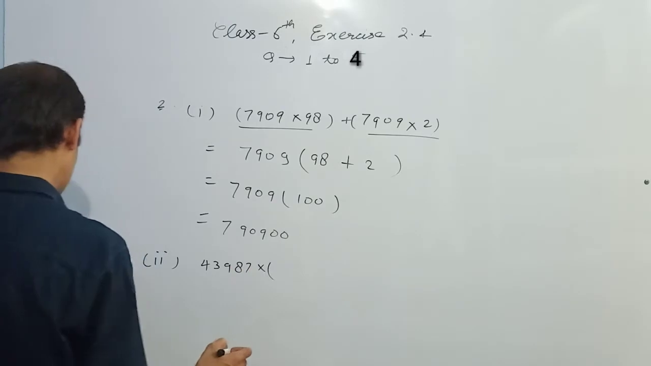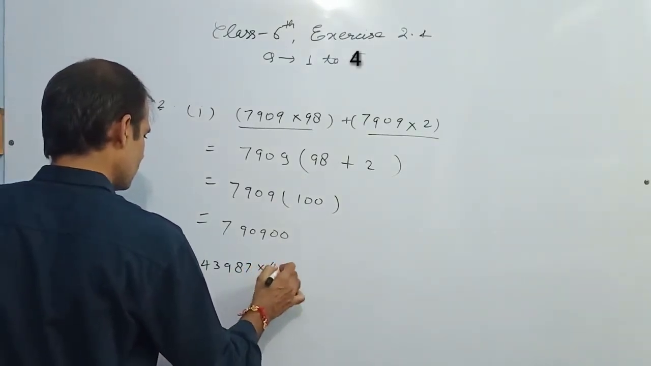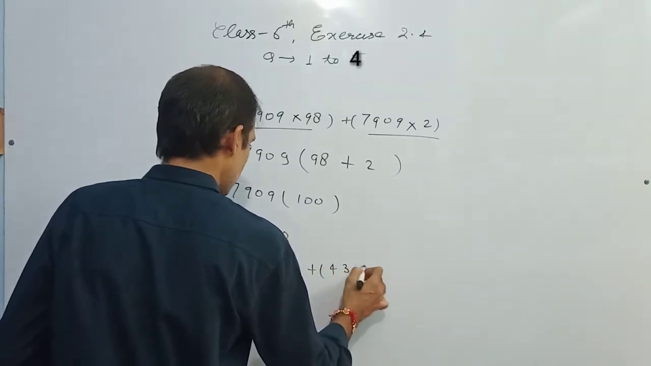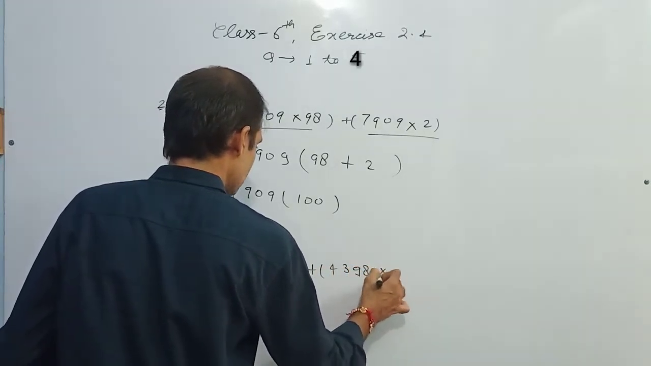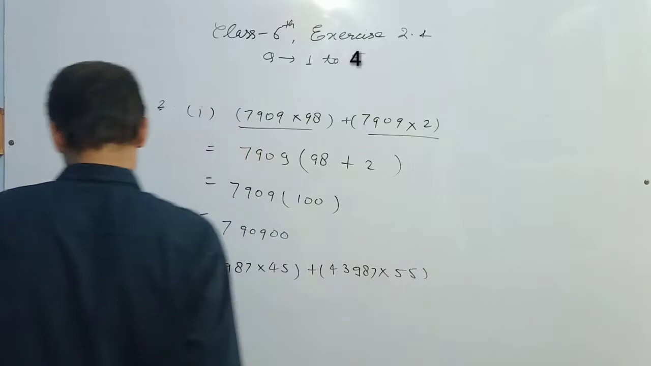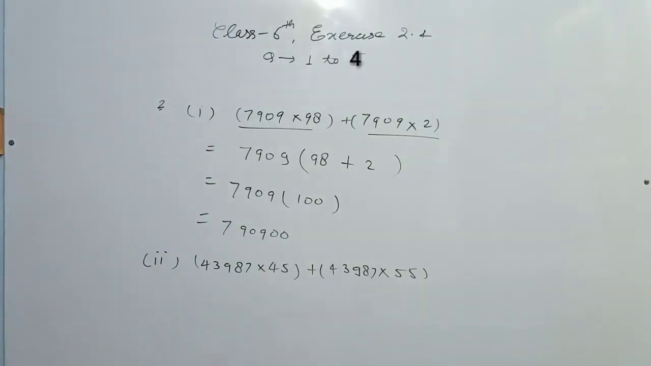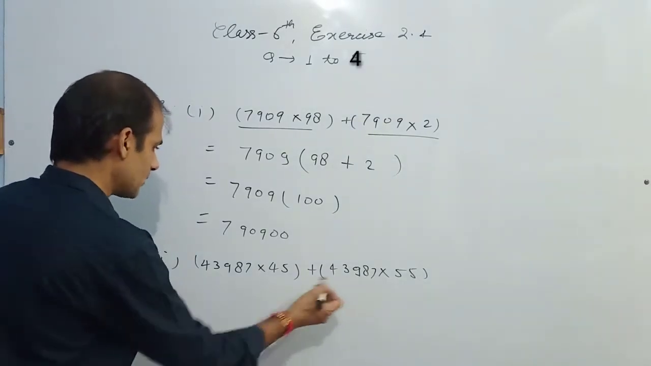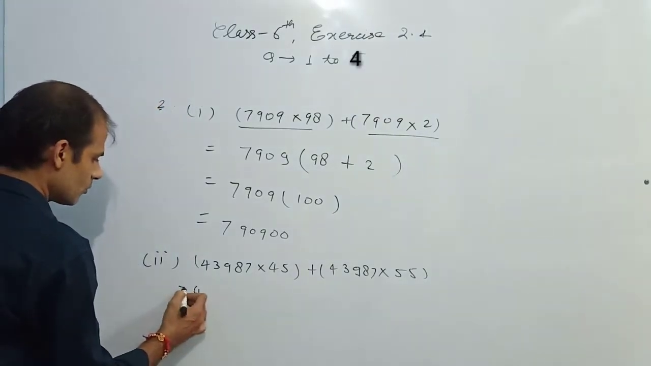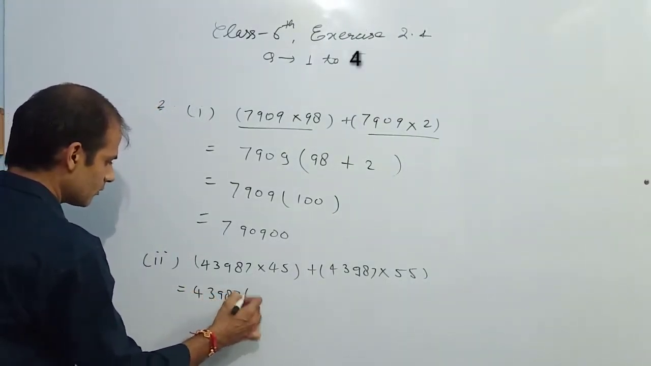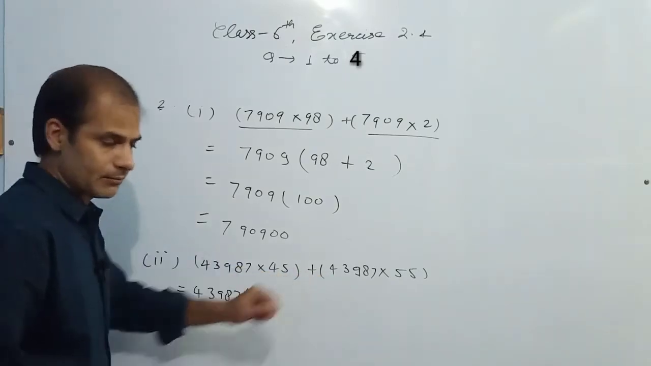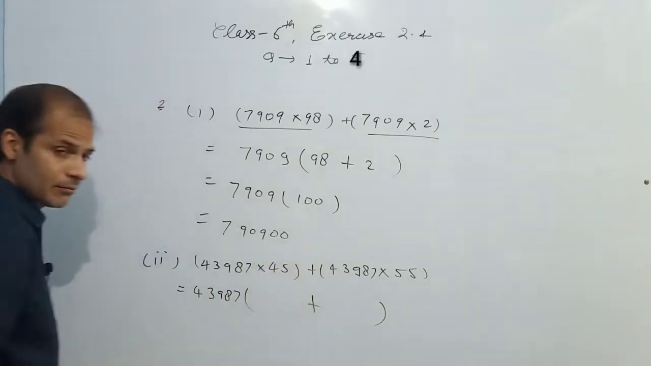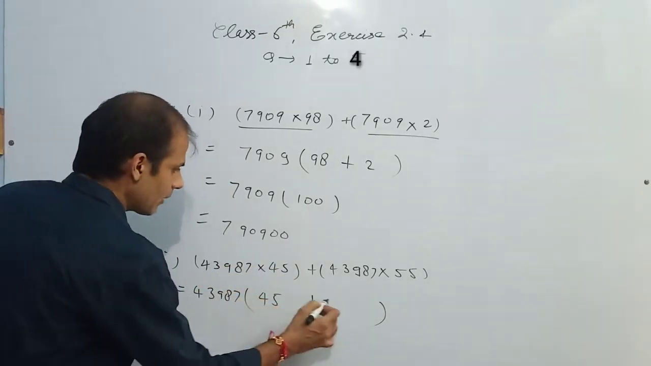Now second part, it is 43,987 into 45 plus 43,987 into 55. Again there are 2 expressions. This is a plus sign, so this value is common. Here and here, write a bracket. Inside the bracket put this plus sign. We have 45 and 55 inside the bracket.